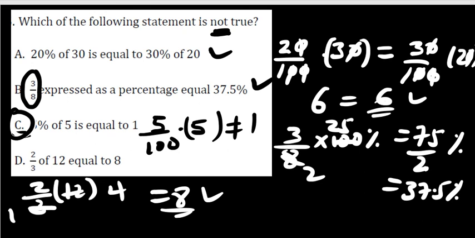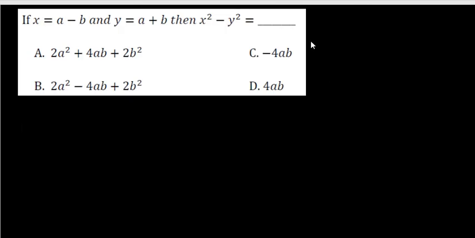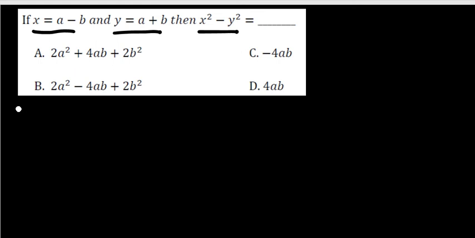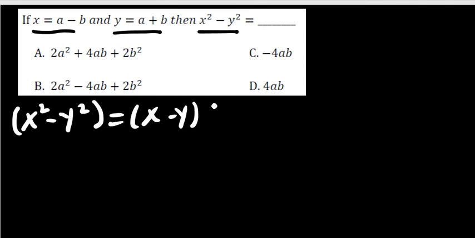Next. Okay, the next question. Again, this one is on working with variable and binomial expansion. It says x is equal to a minus b and y is equal to a plus b, and then we are asked x square minus y square. Okay, first of all we need to be clear. X square minus y square, it is the same as x minus y times x plus y.